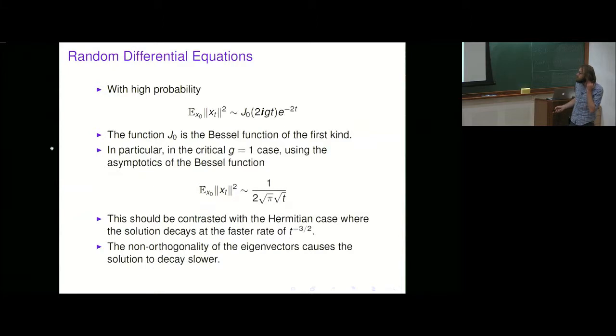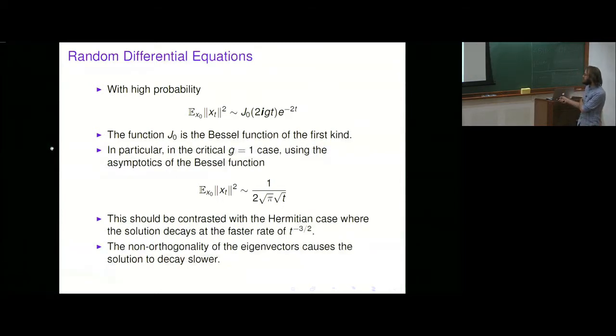So basically, the results that we can get for studying how the L2 norm of my solution evolves, we'll see that it ends up being expressed as a Bessel function times an exponential. In particular, the Bessel function grows exponentially, and this term is going to decay exponentially. So depending on how G is chosen, this term will dominate, or this term will dominate. And in the critical case, when G is exactly 1, from asymptotics of the Bessel function, we get that the L2 norm is going to decay polynomially with speed t to the -1/2.